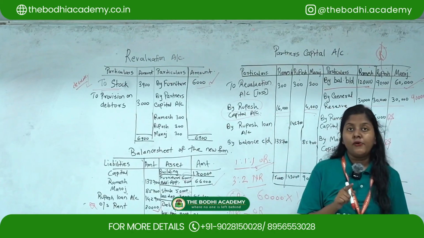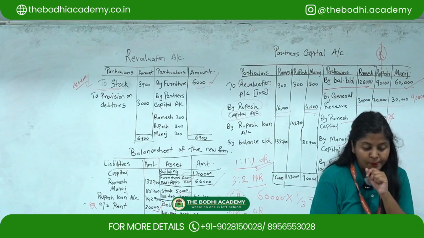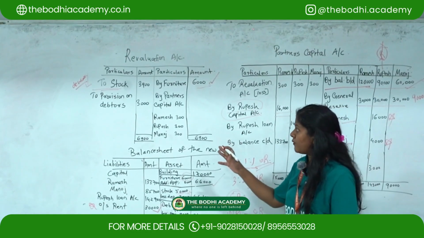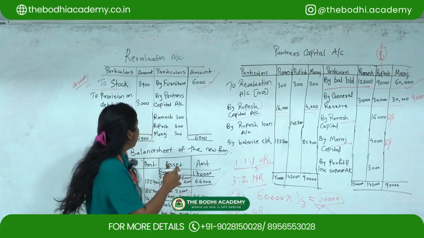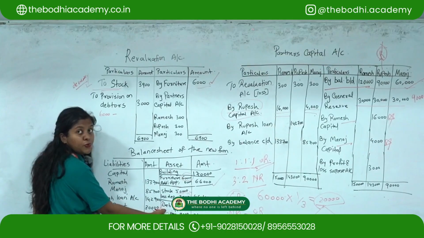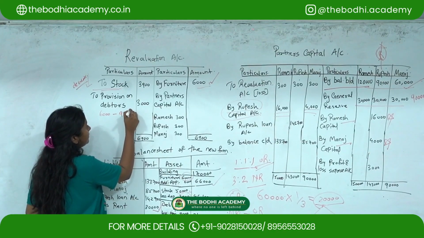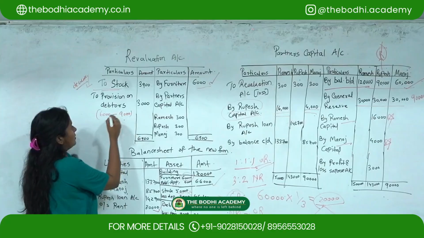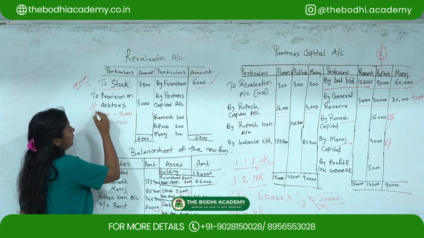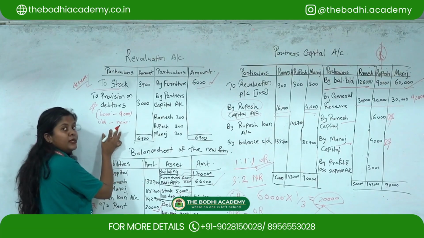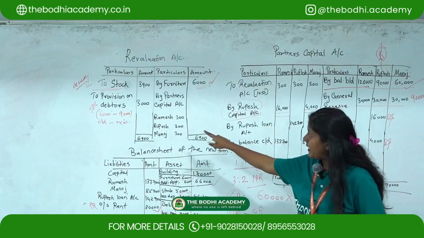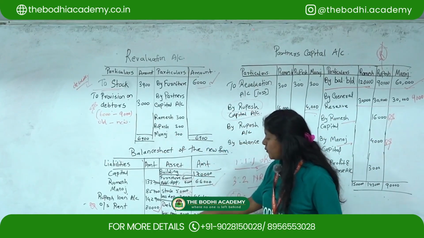Similarly, you have to check whether old PPTD is given in the sum or not. Here it is given. Old PPTD in the sum is given as 6,000. So 6,000 minus the new PPTD which you got, that is 9,000, this will give you 3,000. So what I am doing is old minus new. So for provision on debtors, you have to do it like this, and the new PPTD only you have to minus it.